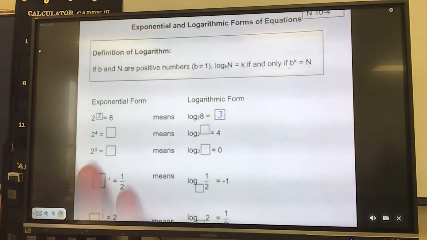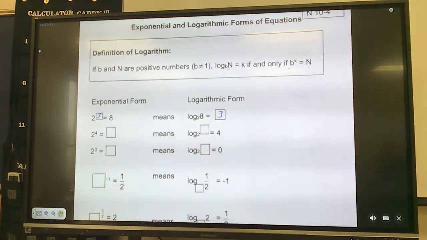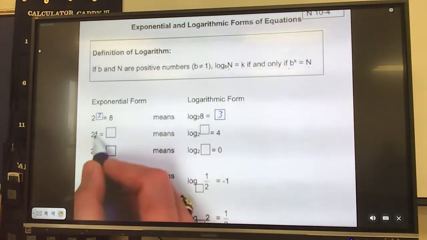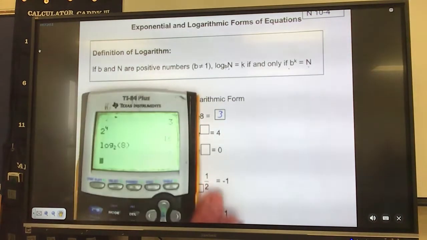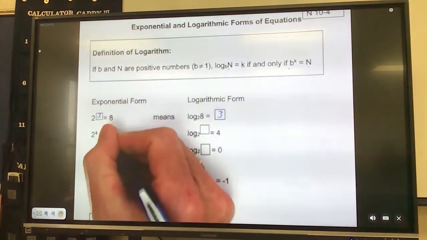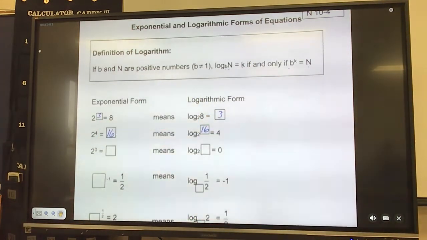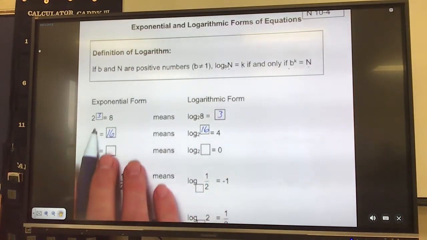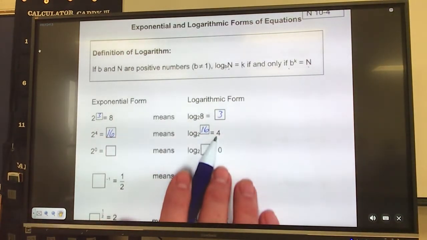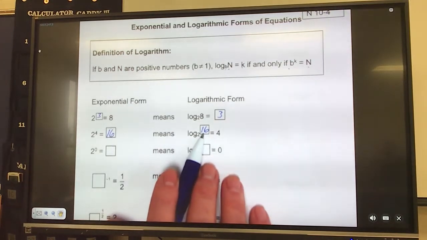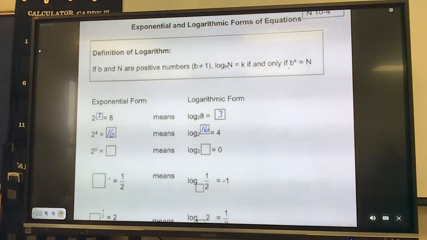Same thing here. We don't know what this is, but we can find it, because we know what 2 to the 4th power is by putting it in our calculator. 2 raised to the 4th power, hit enter. It's 16. So I know this has to be 16. Base is the base. The exponent goes across the equal sign, with my log on the other side of the equal sign here.